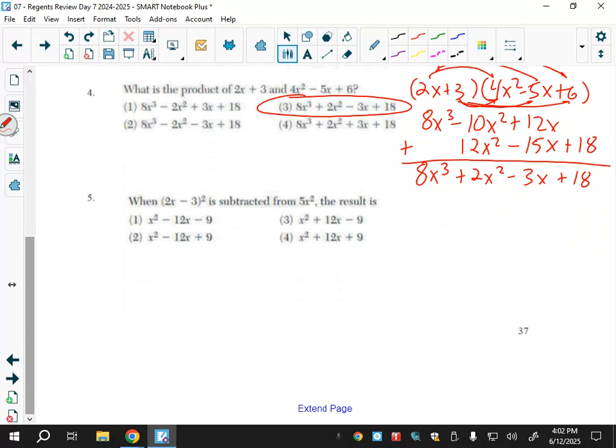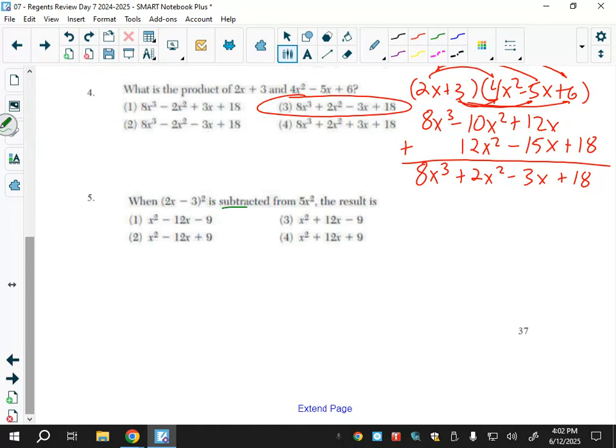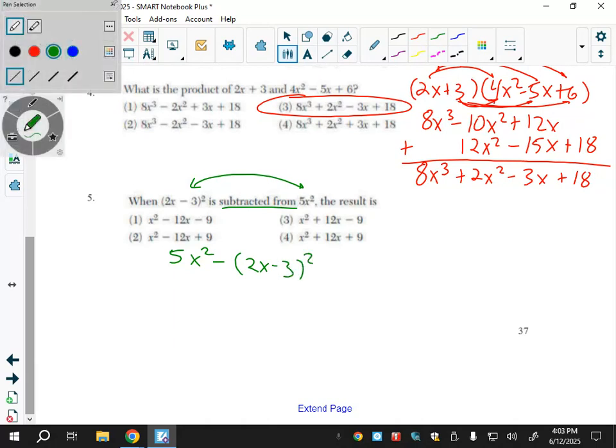I really like this question here, number 5. When 2x minus 3 squared is subtracted from 5x squared, the result is, so if we start by just translating this expression, right, subtracted from, that's where we're going to subtract and we're going to switch the order. So that's going to make this 5x squared minus 2x minus 3 squared. But we first have to do this 2x minus 3 squared.